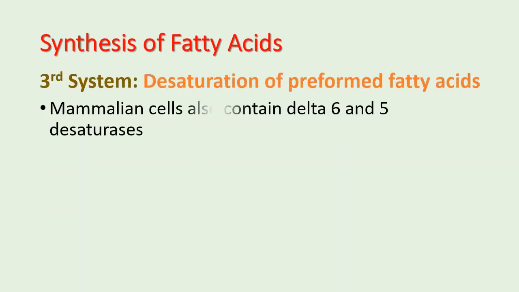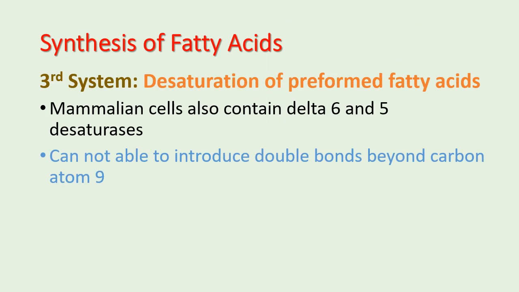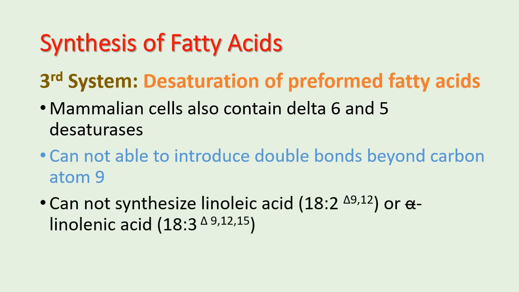Then comes a little bit of the things which we have discussed in the previous slide already, that the mammalian cells contain delta 6 and delta 5 desaturases, but they are not capable of introducing the double bond beyond carbon atom number 9, so they are not able to synthesize the essential fatty acids like linoleic acid and linolenic acid. We have discussed this in the previous slide already.